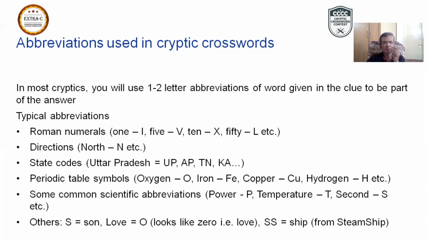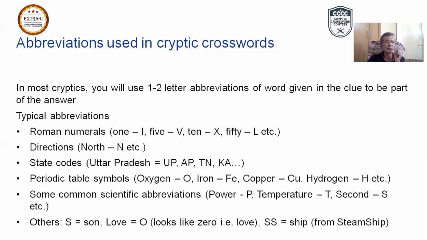Then some other abbreviations, interesting ones that you should know are, for example, love equal to O. Now, love is something which you will find very commonly in cryptic crosswords, and one of the possible interpretations is an abbreviation for the letter O, because O looks like zero, and zero means love, especially in some of the games that we play, right? Badminton, tennis, etc. Love all means 0, 0. Another common abbreviation is ship, and ship is abbreviated as SS, and it comes from steamship. Similarly, there could be abbreviations like son could be abbreviated as S, daughter could be abbreviated as D, etc.